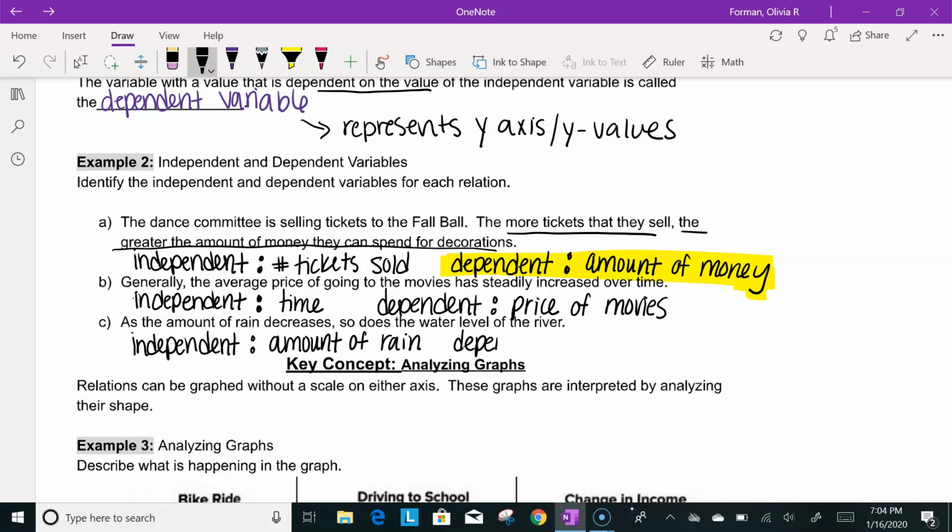And what happens, it says that the amount of rain decreases, so the water level decreases as well. Or it changes, I guess. It doesn't specifically say decrease. So your dependent variable is going to be the water level. So again, as the amount of rain changes, as it rains less, your water level is going to change as well. It's going to either go down if it's not raining, it's going to increase if it is raining. Okay.